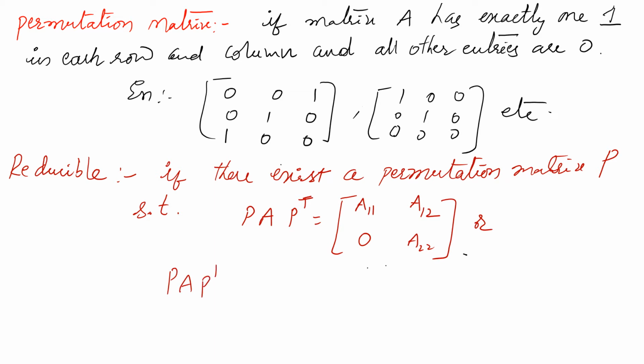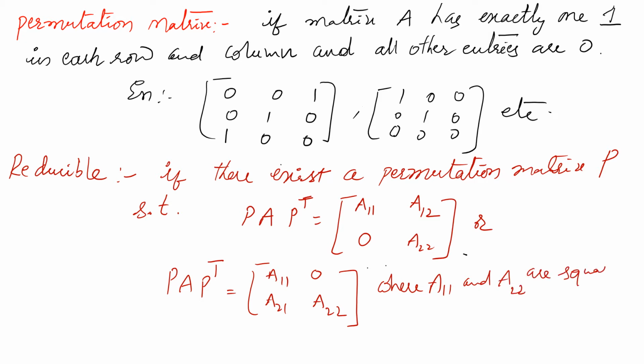P A P transpose is equal to A11 and A22 on the diagonal, these two are the matrices, this is 0 and this is A21, where A11 and A22 are square sub matrices. The diagonal blocks are square sub matrices. Reducible means what? There must be a permutation matrix P such that P into matrix A into P transpose must be of this structure A11, A12, 0, A22, or A11, 0, A21, A22, where these diagonals A11, A22 are square sub matrices.